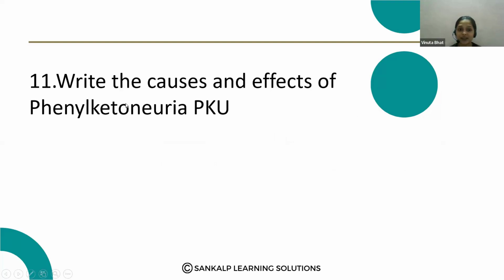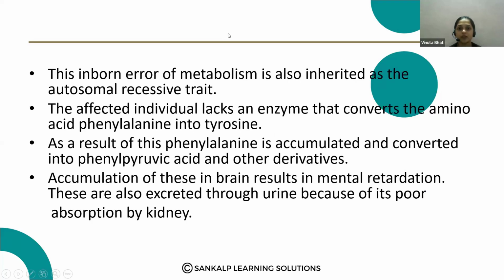Write the causes and effects of phenylketonuria, PKU, in short. What are the causes and effects of phenylketonuria? So this PKU, phenylketonuria, is an inborn error of metabolism, also inherited as an autosomal recessive trait. Here, the affected individuals lack the enzyme that converts the amino acid phenylalanine into tyrosine.